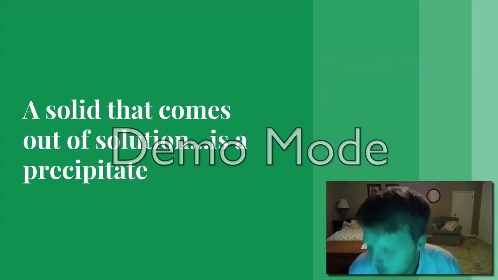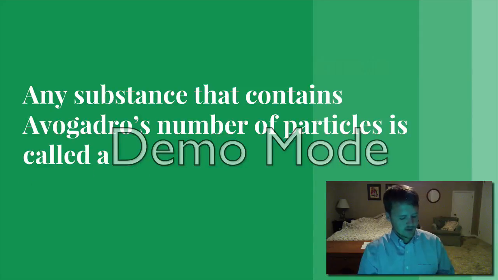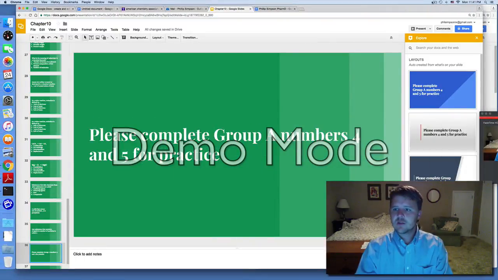Something I haven't gone over yet, but you'll remember in lab that sometimes when we mix two substances, you got something at the very bottom. That is called a precipitate. It precipitates. Any substance that contains Avogadro's number of particles is called a what? Mole. It's a mole. Please complete Group A numbers 4 and 5 for me, please. I believe that's let's pause for a second.